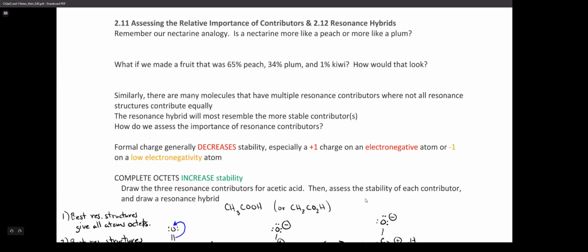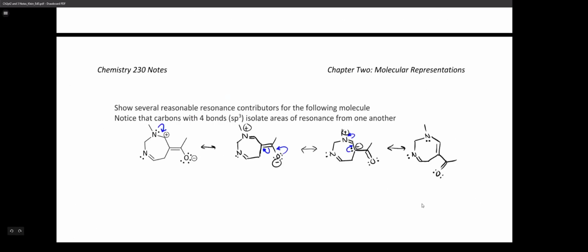So if I go back here, which is the most important contributor? If I was to letter these A, B, C, D.